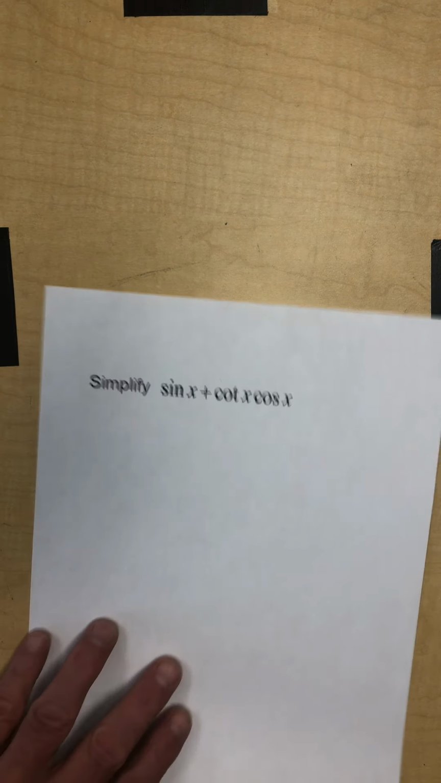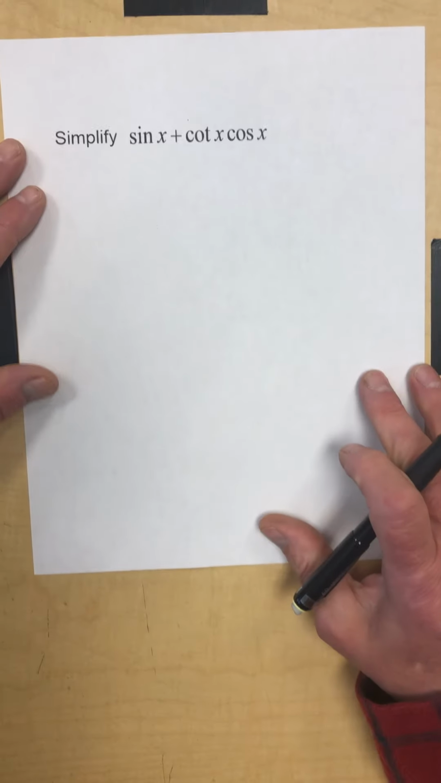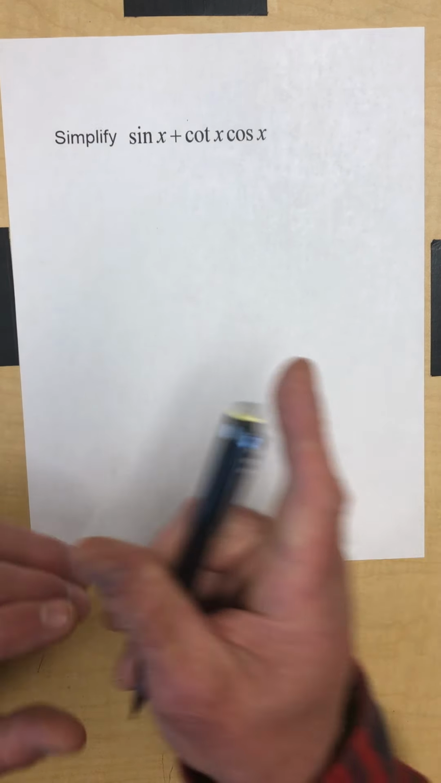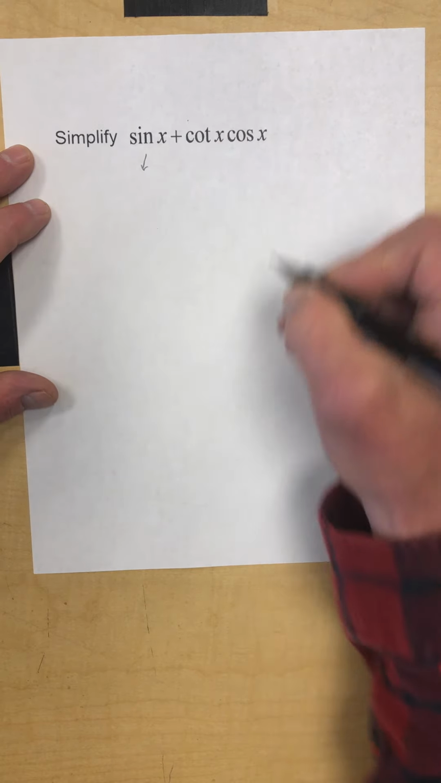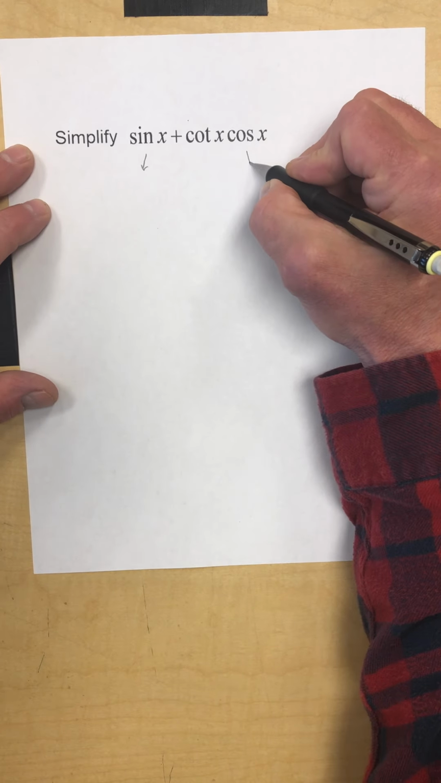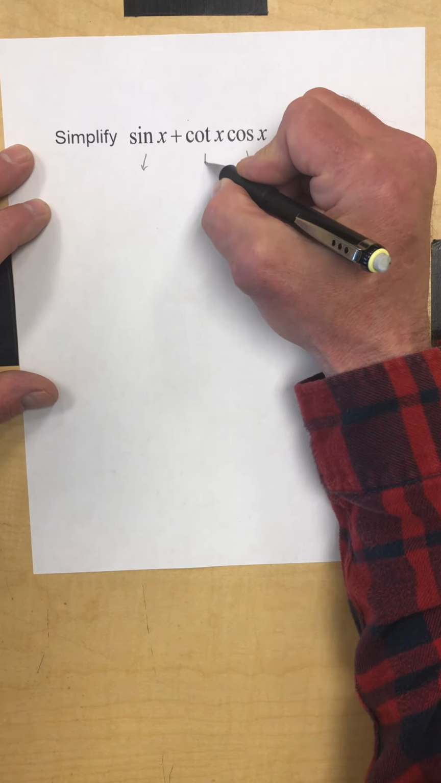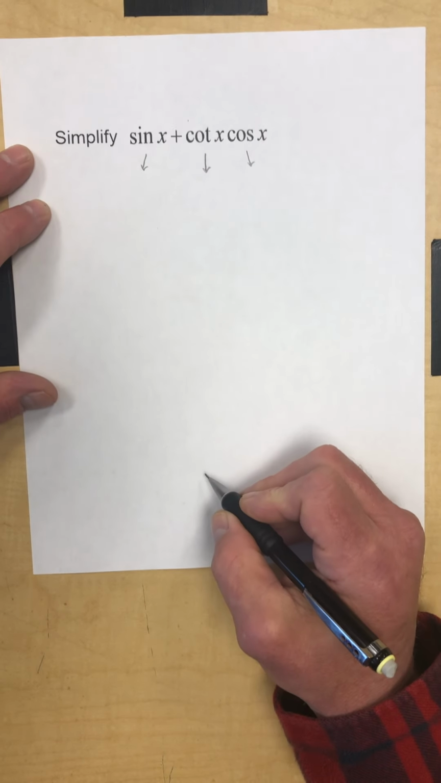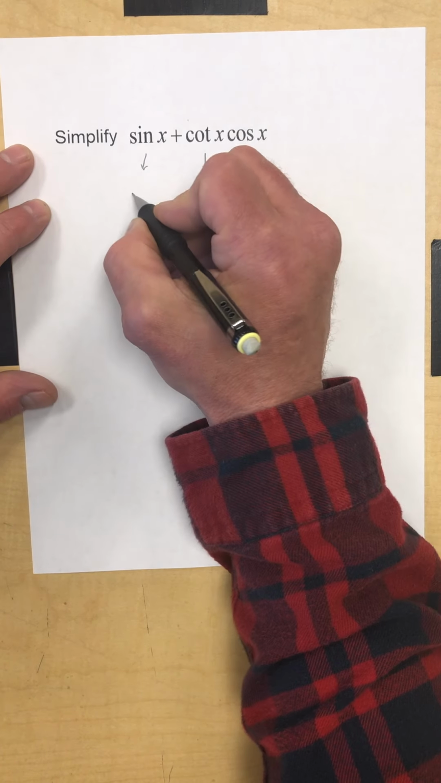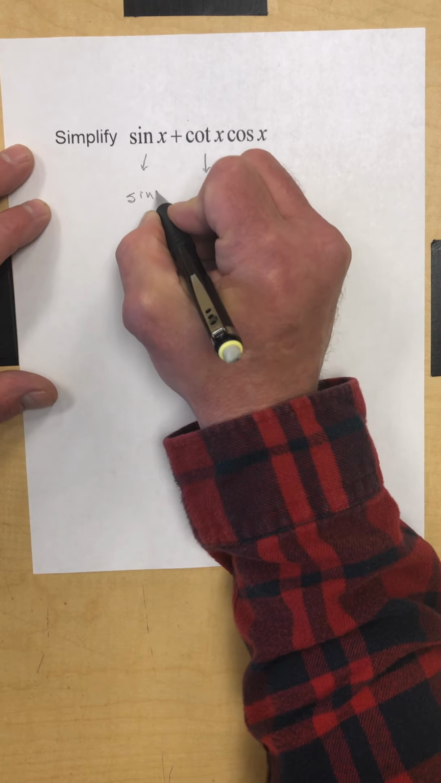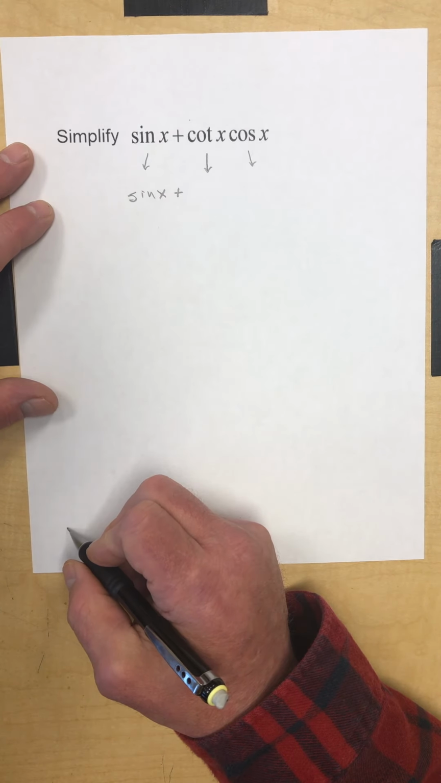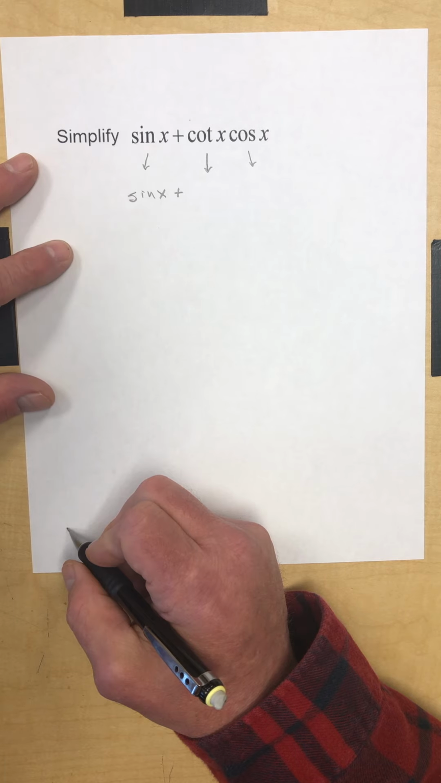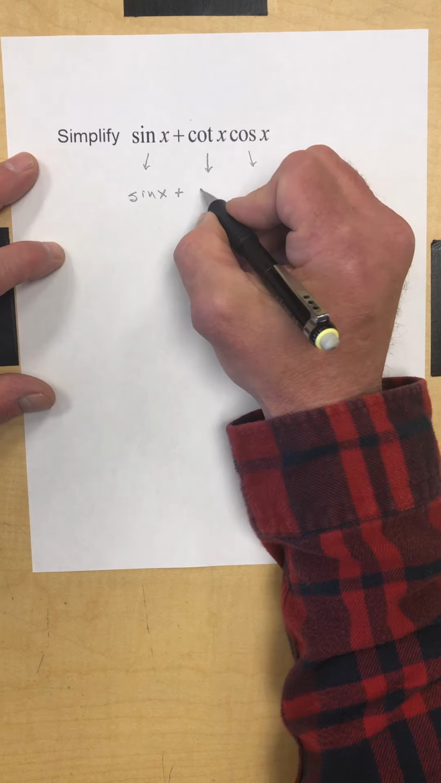Let's try one more. So it looks to me like this guy is already in terms of sine and cosine, and this guy is too. But I could do sine and cosine with cotangent. So let's see what happens. I've got the sine of x plus, well, let's see, cotangent is the reciprocal of tangent. Tangent is sine over cosine. So cotangent has to be cosine over sine.